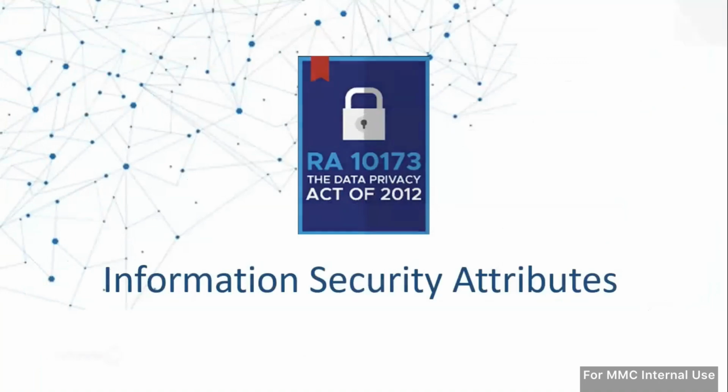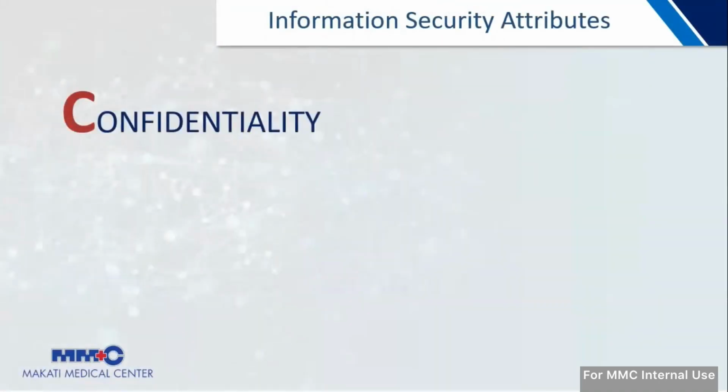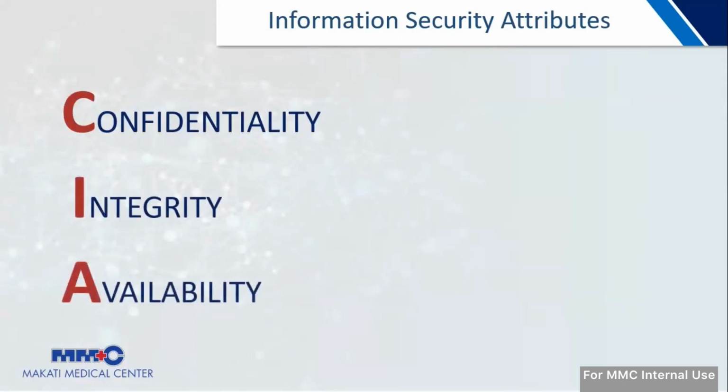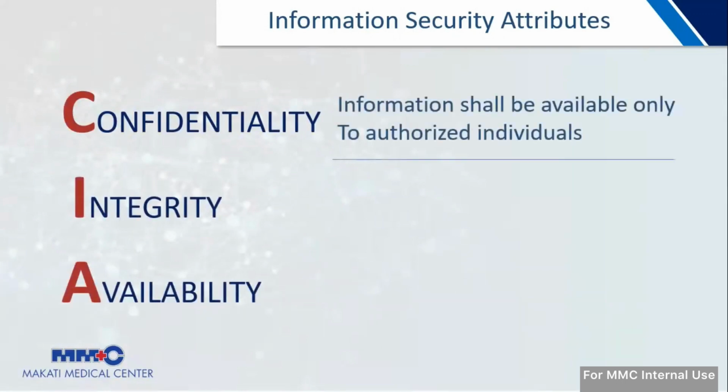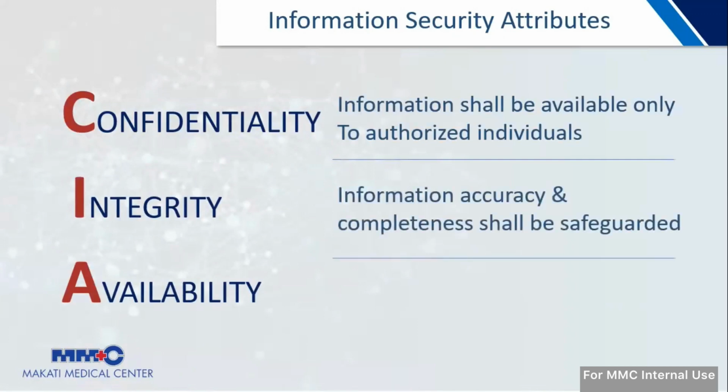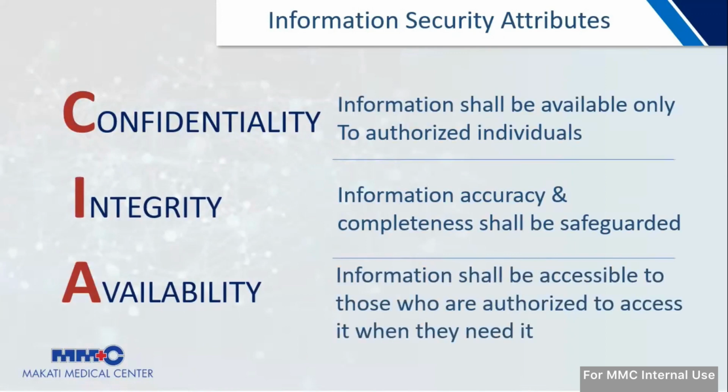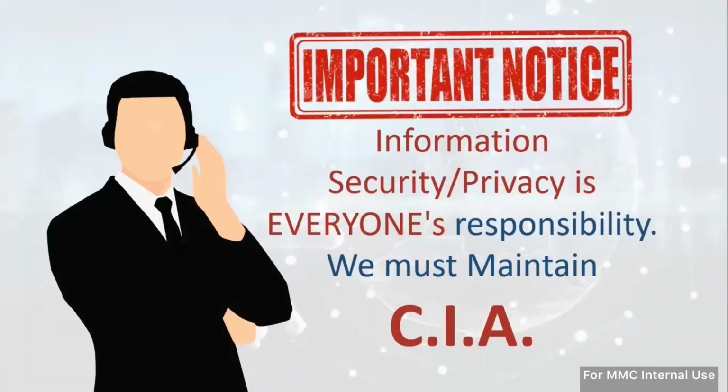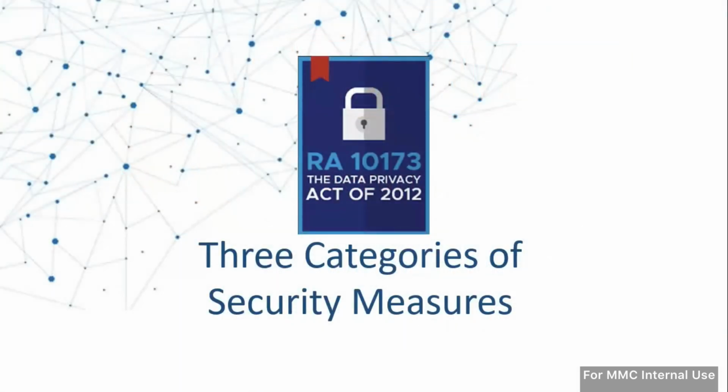Information security attributes. Confidentiality: information shall be available only to authorized individuals. Integrity: information accuracy and completeness shall be safeguarded. Availability: information shall be accessible to those who are authorized to access it when they need it. Important notice: information security or privacy is everyone's responsibility. We must maintain CIA.